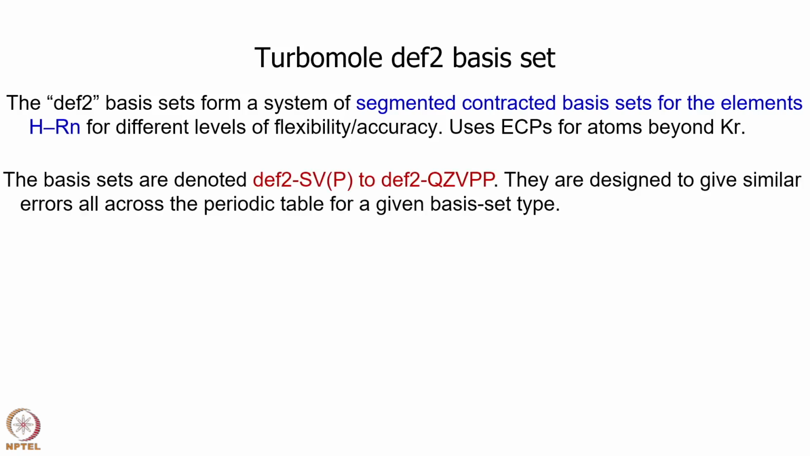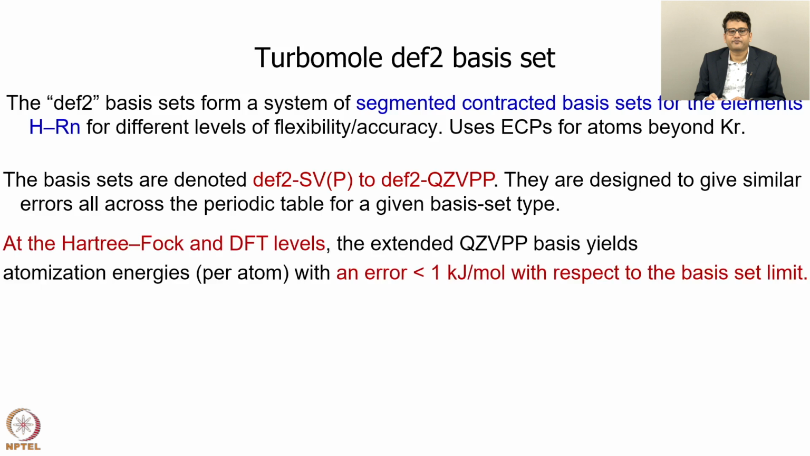The second advantage is that they are designed to give similar errors all across the periodic table for a given basis set type, and you will see the nomenclature def2-SVP. def2 is second generation default. SVP is for split valence polarization, like, let us say, def2-QZVP, quadruple zeta valence polarization. This is how the nomenclature goes. And the advantage is that at the Hartree-Fock or DFT level, this extended QZVP basis set yields atomization energies within 1 kilojoule per mole with respect to the complete basis set limit.